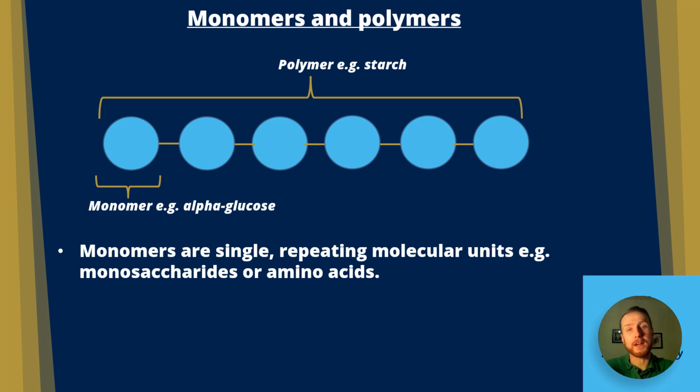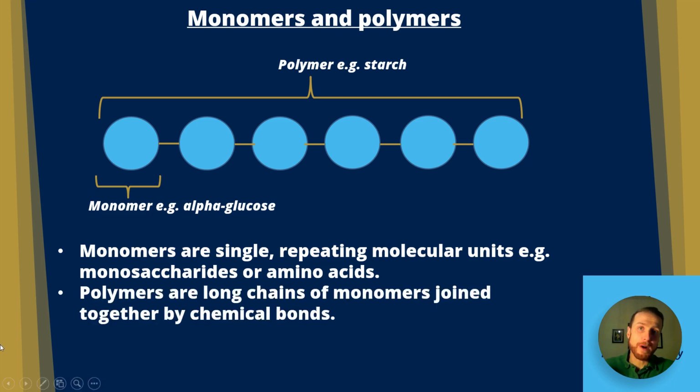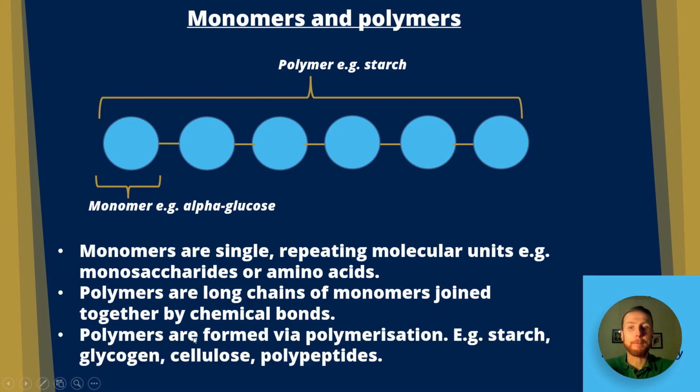But it could also be something like a nucleotide or an amino acid. Watch my video on protein structure for more information about amino acids. Polymers are long chains of monomers joined together by chemical bonds. And polymers are formed via, like we said in the key terms section, polymerization reactions, and starch, glycogen, DNA, cellulose, polypeptides, they're all classic examples of polymers.